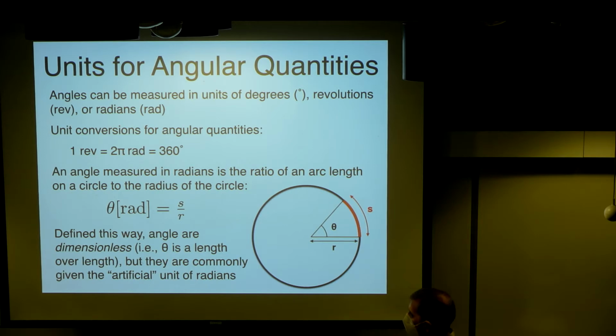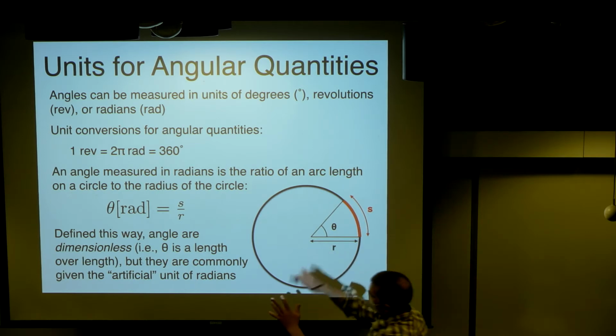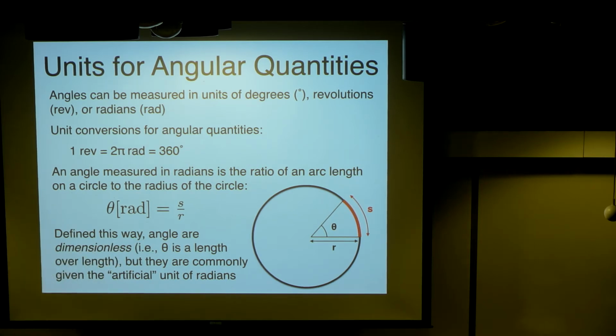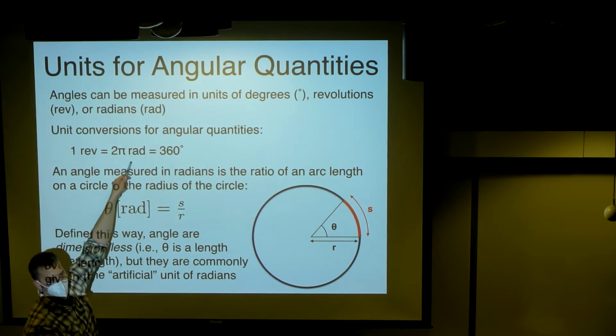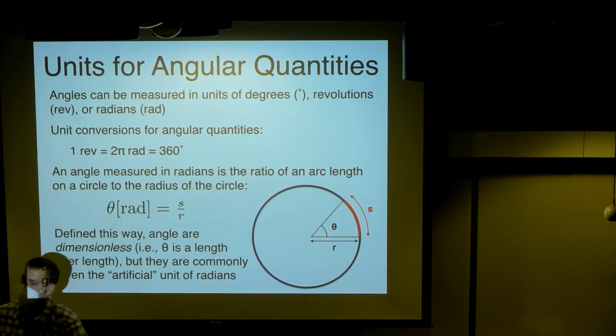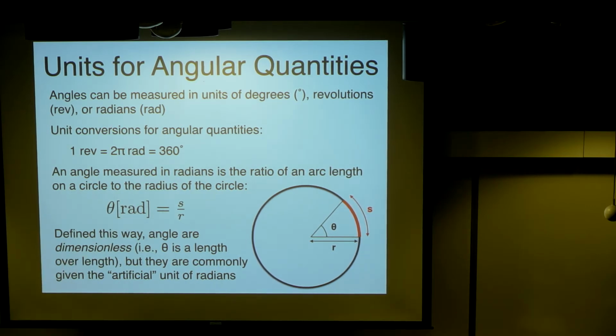Okay? So if we want to jump from one unit to another, this will give us our conversion factor. 1 revolution, so 1 full lap around the circle, is the same as 2 pi radians, is the same as 360 degrees. So this will allow us to convert any kind of angular quantity in any way we want.